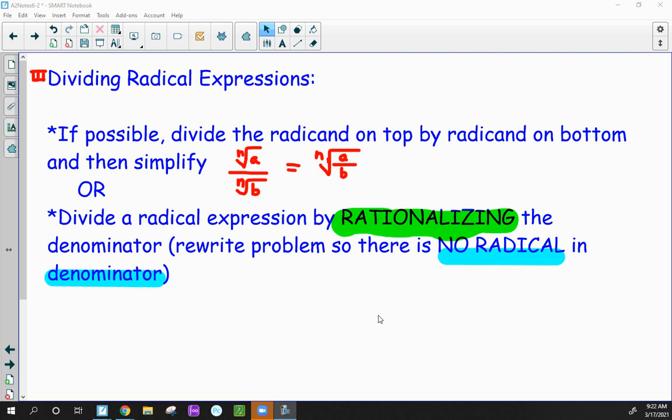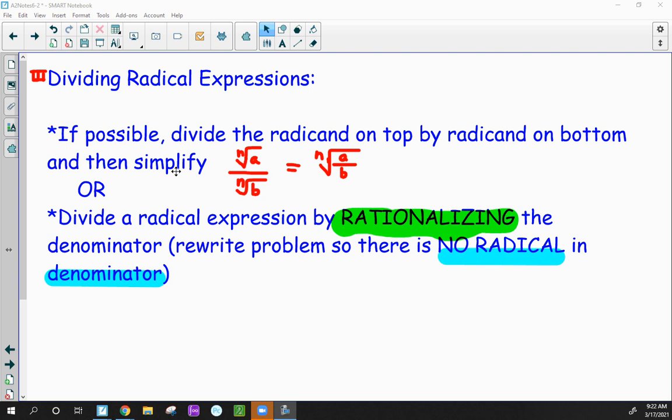Algebra 2. Today's learning target is dividing radical expressions. If possible, I need you to divide the radicand on top by the radicand on the bottom and then simplify. So when you have the same index number and you have a fraction underneath the radical, you can actually separate it and do the nth root of the numerator divided by the nth root of the denominator if it's easier for you to simplify to find the answer.